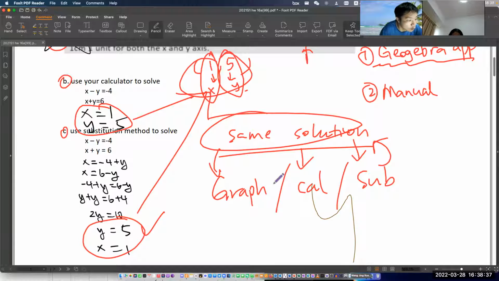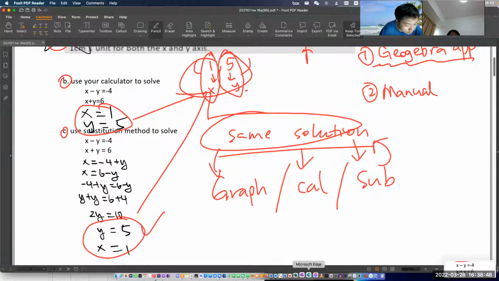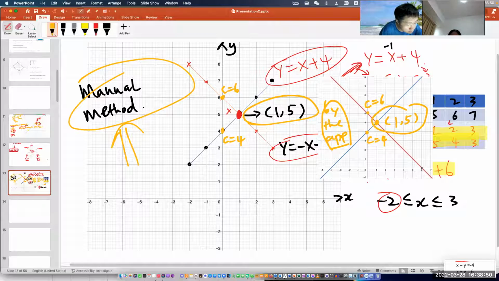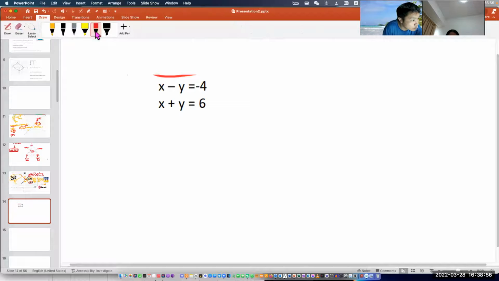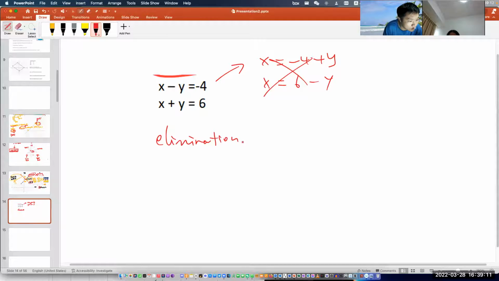Hello? Okay, good. So in fact, since we are talking about using the substitution method to solve, just for your knowledge over here for this question, let me give you another flavor of how you can actually solve this question. You were using substitution. Basically, you did this: x is equal to -4 plus y, and then the other one is x equals 6 minus y. So you do the substitution method. I'm not going to use the substitution method. I'm going to use the elimination method. I'm going to show you what is the elimination method here.